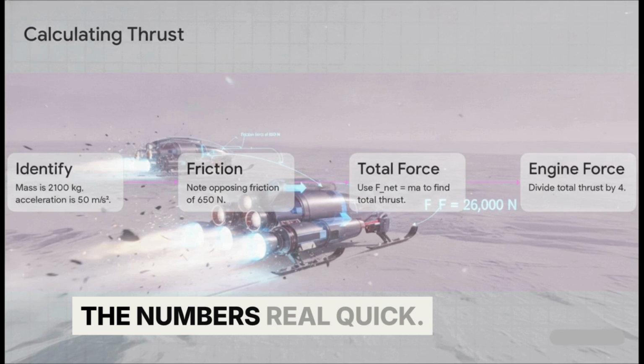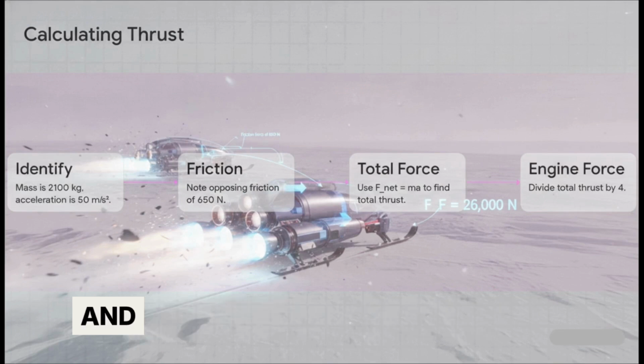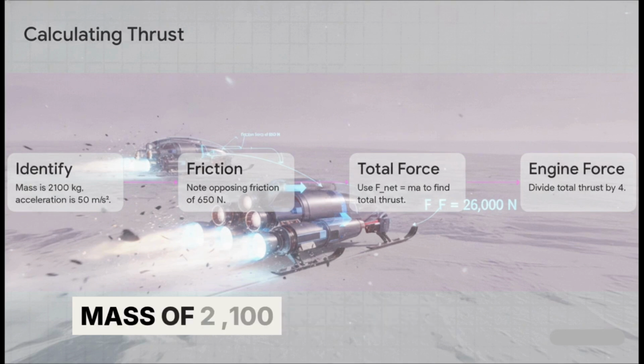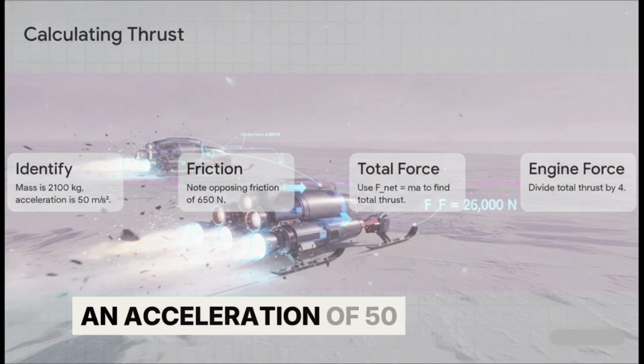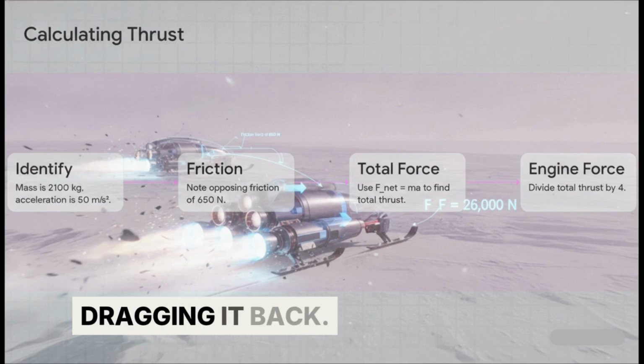Let's actually crunch the numbers real quick. By carefully defining our system, which is the sled, the rockets, and the rider all combined, we can logically walk through the math. We've got a total mass of 2,100 kilograms and an acceleration of 50 meters per second squared. We also factor in a friction force of 650 newtons dragging it back.